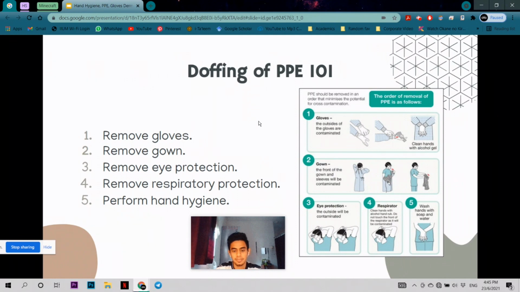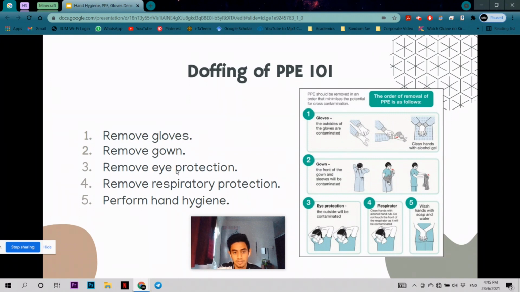For doffing of PPE, the first step is removing the gloves. Ensure the glove removal does not cause any additional contamination of the hands. And then remove the gown and fold it into a bundle. Be careful and don't touch the outer surface of the gown.